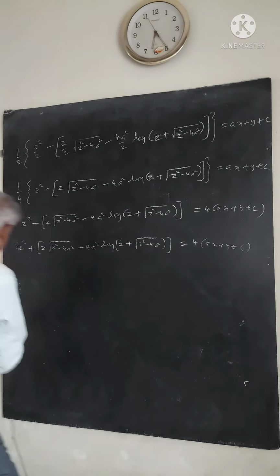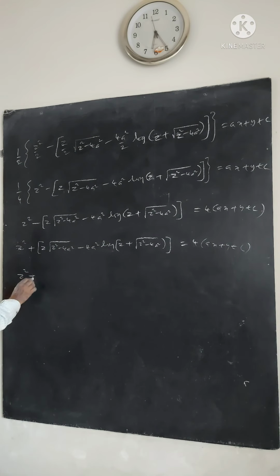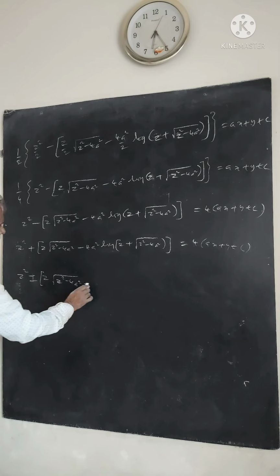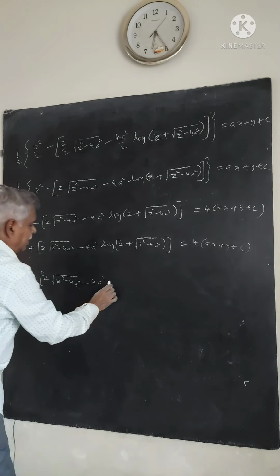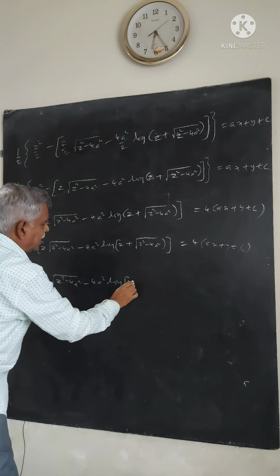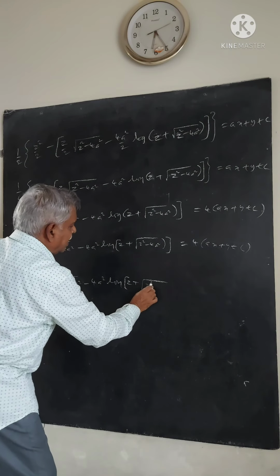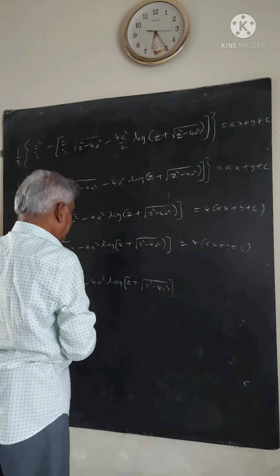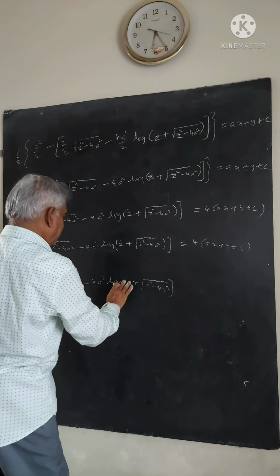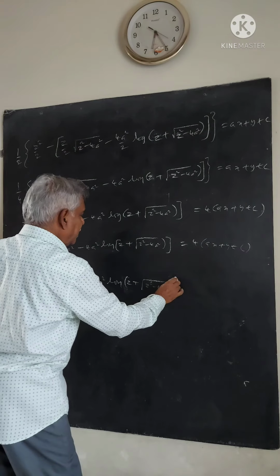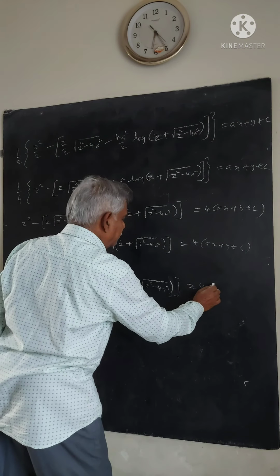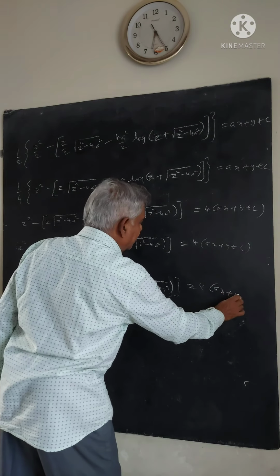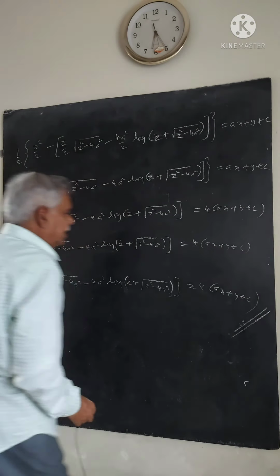Combining these two, z square plus or minus z root of z square minus 4a square minus 4a square log of z plus root of z square minus 4a square, let us put a simple bracket, equal to 4 into ax plus y plus c, is the answer.